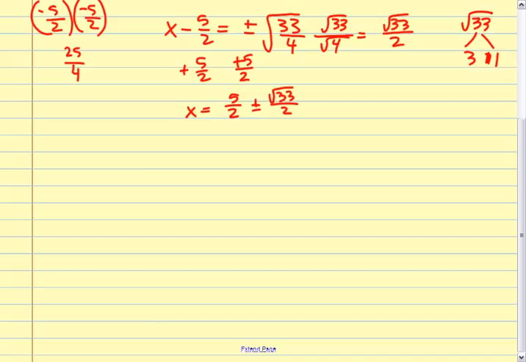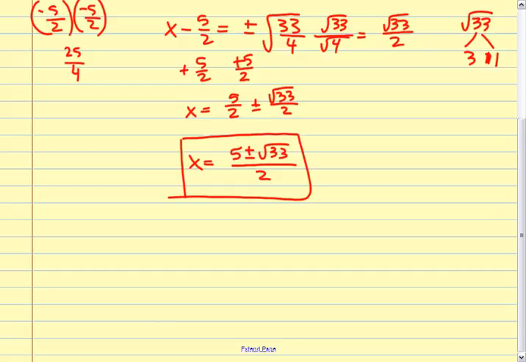Look, teachers. They gave us two fractions with common denominators. x is equal to 5 plus or minus root 33 all over 2. That's it. Done. Those are the two solutions.